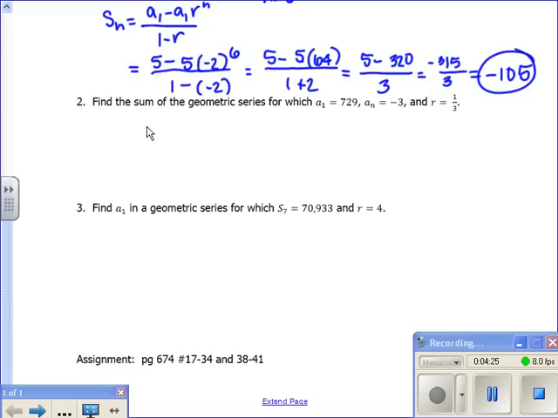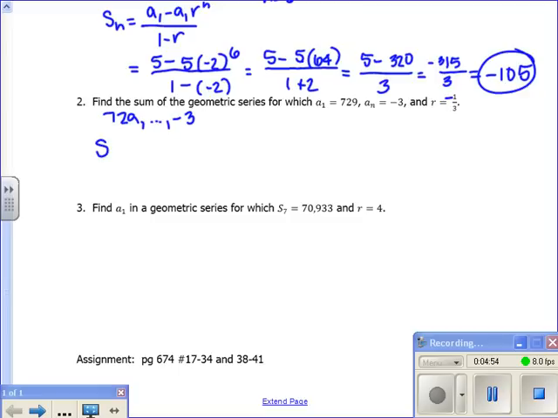Number 2, find the sum of the geometric series for which a1 is 729, an is negative 3, and our r, we're going to change actually to a negative 1/3. So I want you to put a negative 1/3 on there. There has to be a negative on there because first of all, our first term was 729, and then we went so many terms, and then our last term was a negative 3. So there has to be a negative in there, remember, because we're multiplying to get from one number to the next, not just adding a negative.